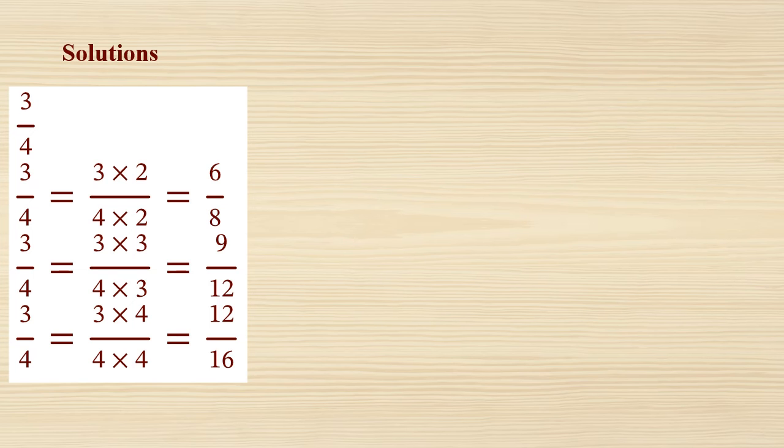So in the first place, we multiply 3 over 4 by 2 over 2, we get 6 over 8. Multiply 3 over 4 by 3 over 3, we get 9 over 12. We multiply 3 over 4 by 4 over 4, we get 12 over 16. That is, the first equivalent fractions of 3 over 4 are 6 over 8, 9 over 12, and 12 over 16.